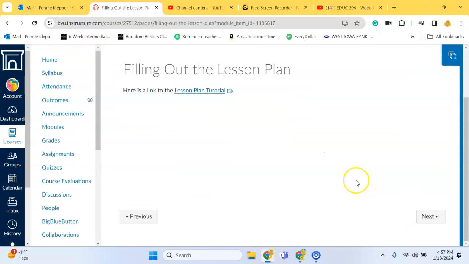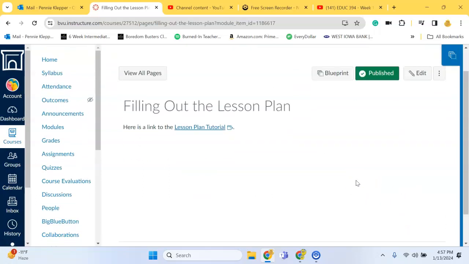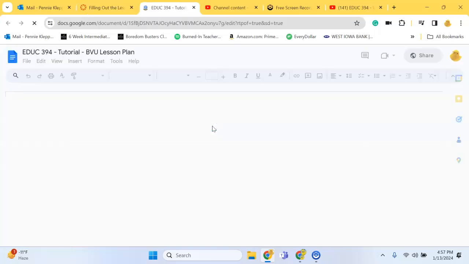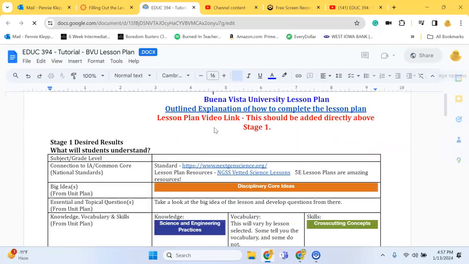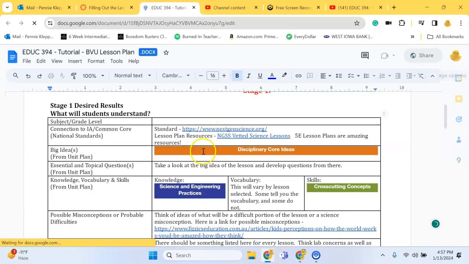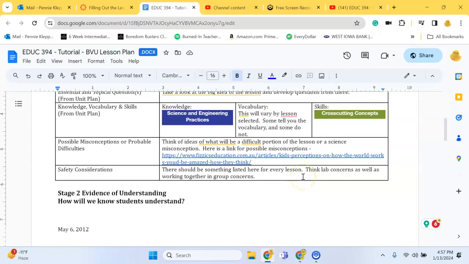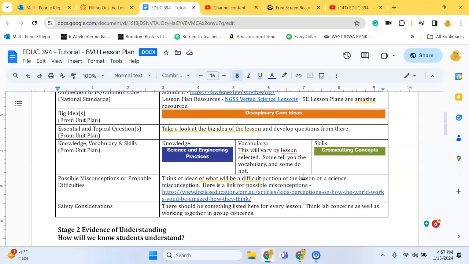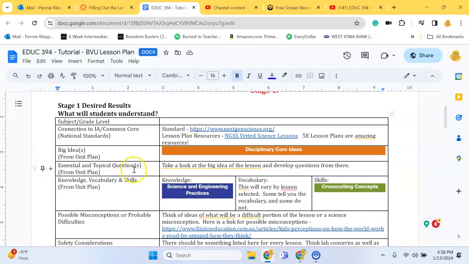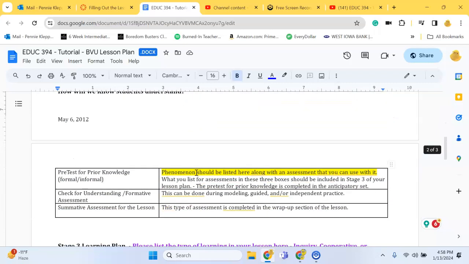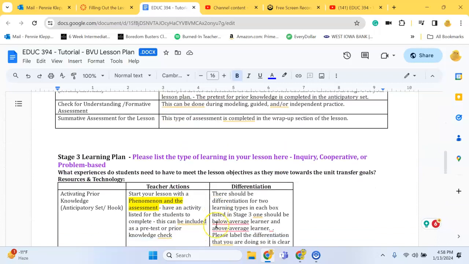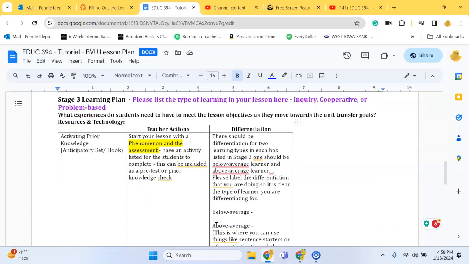Okay, let's take a look at this other resource. It's filling out the lesson plan. So here's a link to a lesson plan tutorial, and we've discussed it a little bit in class already. But this has been color coded to help you know where to put the information in. As it goes through, it shows you how to complete stage 1 in detail and then also stage 2. And then it gives you some information.